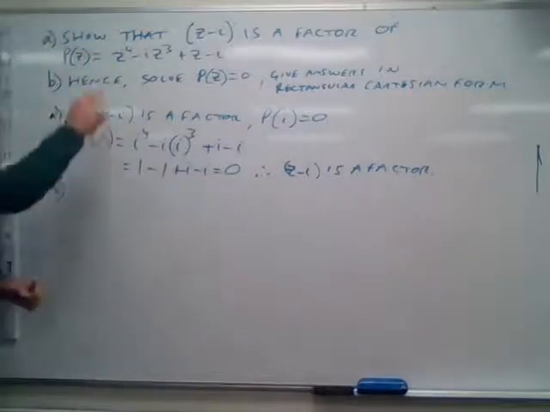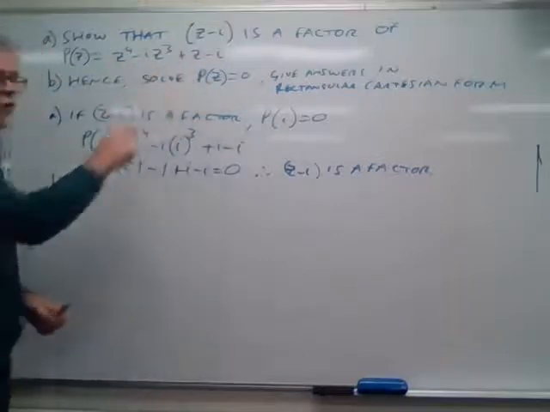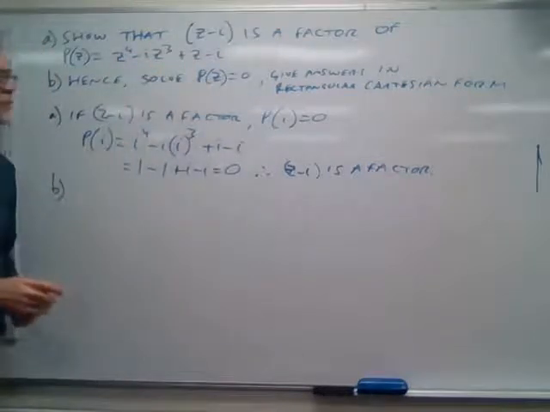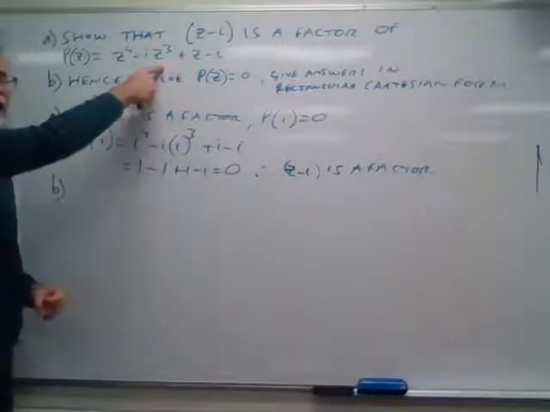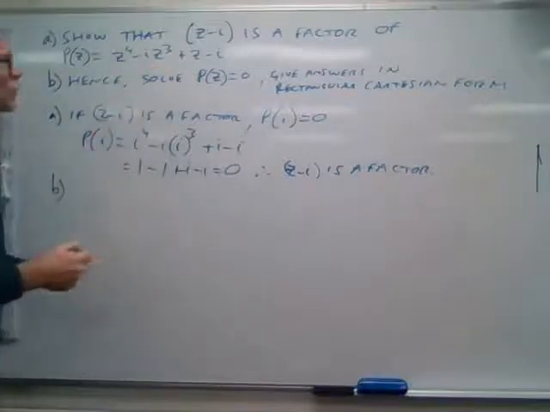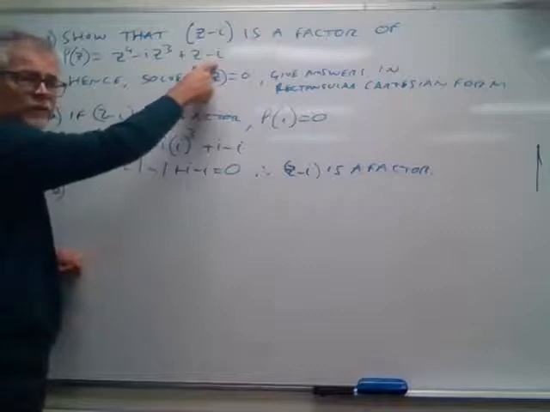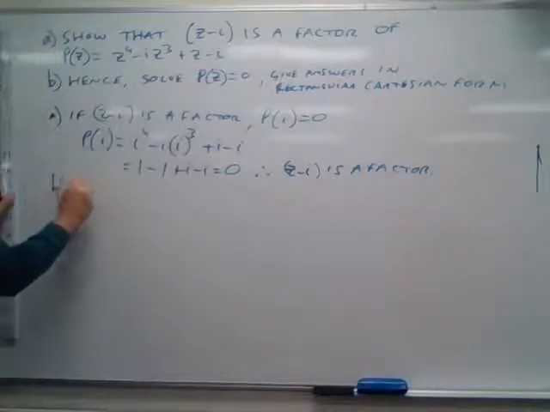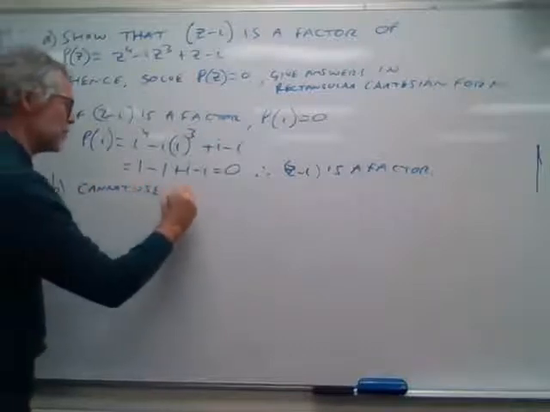And that was because when you look at the polynomial itself, not all the coefficients are real numbers. In particular, look at that I in front of the Z cubed. And that means that the conjugate root theorem does not work. The conjugate root theorem only works if all the coefficients are real numbers. So for part B, you cannot use the conjugate root theorem.